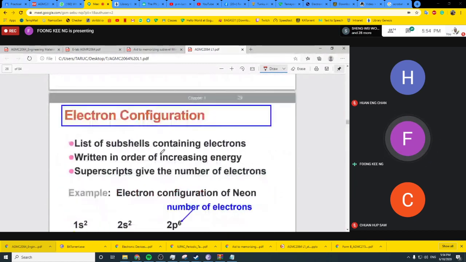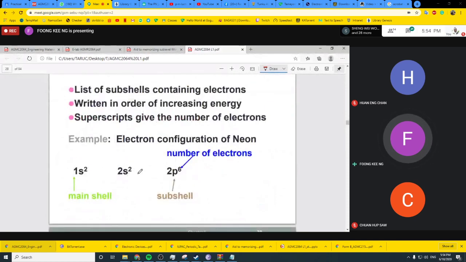Let's go on to the one that I want to talk about. Again, you're expected to know how to write electronic configuration. So this is 1s2, 2s2, 2p6. How do I know what element this is? Look at the superscript at the top there. Add up all the numbers together. 2 plus 2 plus 6 is 10. 10 is element number what?